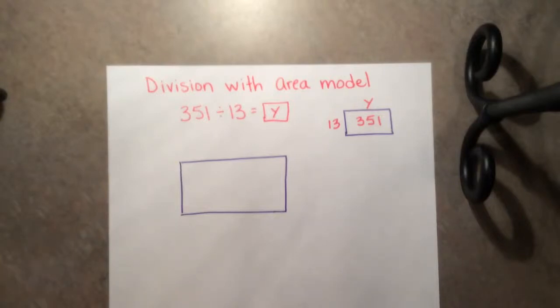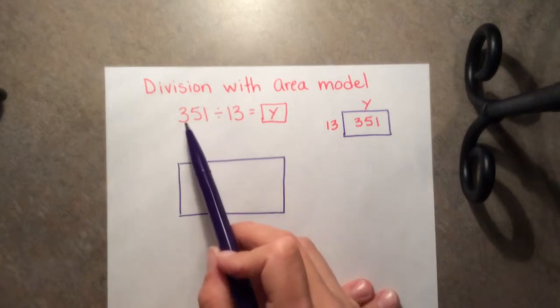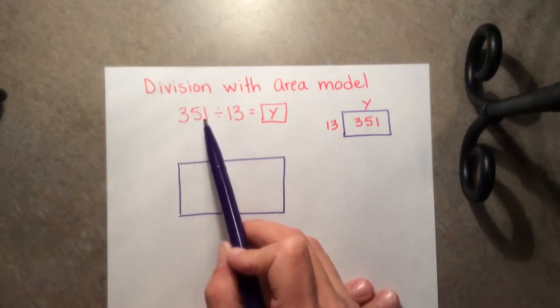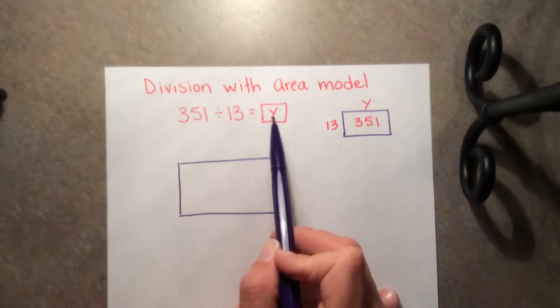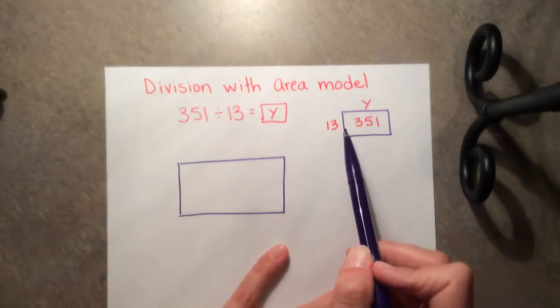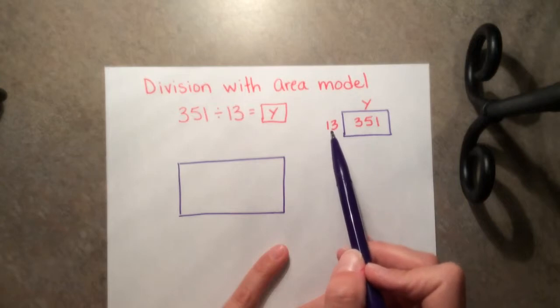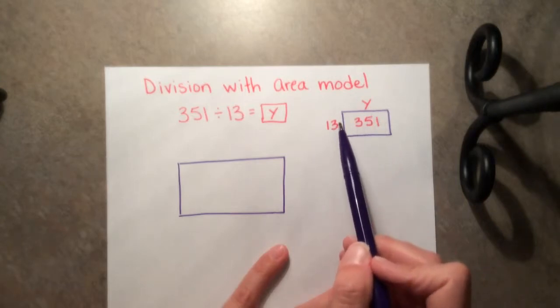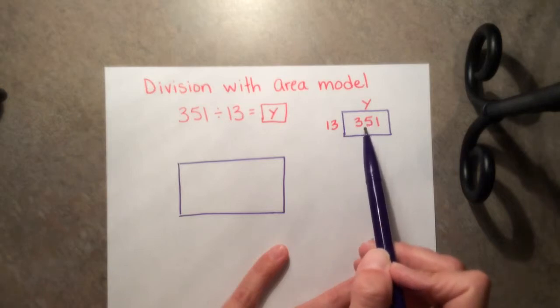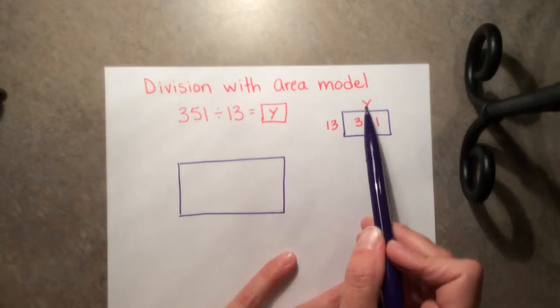Division with the area model. Division with the area model assumes students have used the area model to multiply. Our division problem is 351 divided by 13 equals a given number. In the area model for multiplication, students understand that the two side numbers are multiplied together to create the amount of space inside. With division, one of the side numbers is missing.